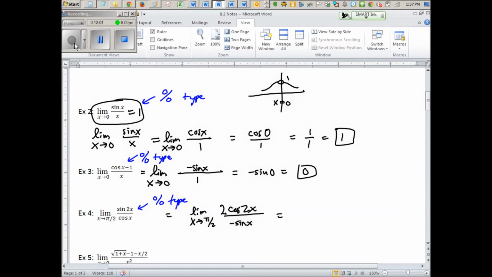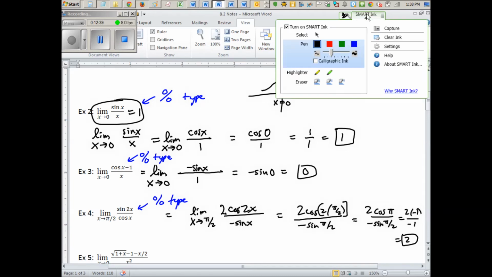And now you can plug in the pi over 2. So you get 2 times cosine of 2 times pi over 2 all over negative sine of pi over 2. You're getting 2 times cosine pi over negative sine pi over 2. Cos pi is actually negative 1, and negative sine pi over 2 is negative 1. So the answer to this problem is just simply 2. Who knew? Okay?